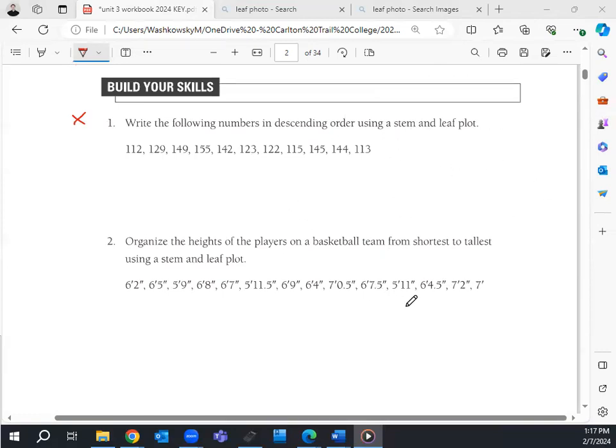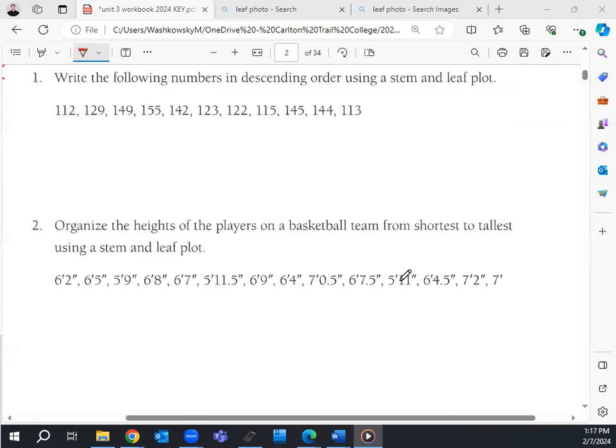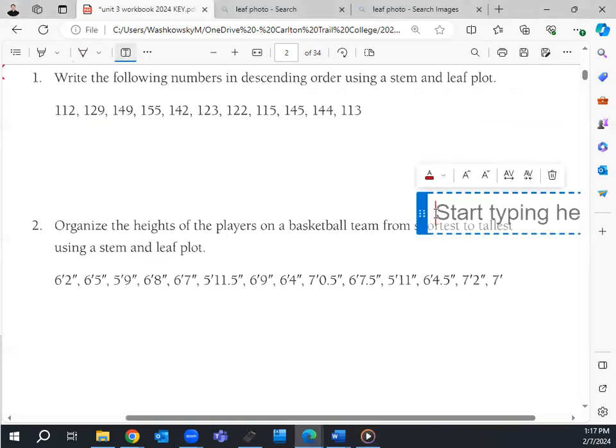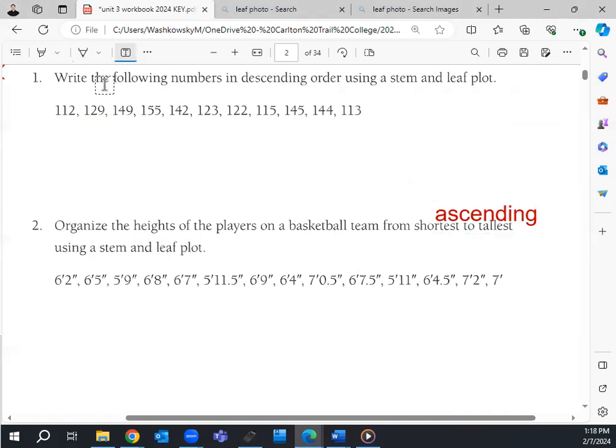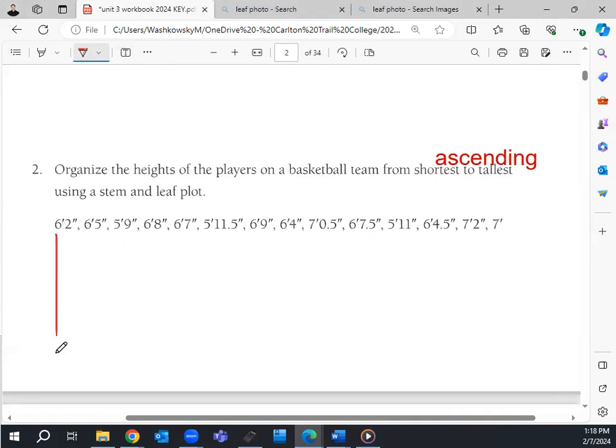But let's think about it. Before you get started here, how are we going to do this? We have the heights of basketball players and we want to go from shortest to tallest, right? That is ascending order. And we want to use that stem and leaf plot. How am I going to go about this? What's specifically going to be in my stem?